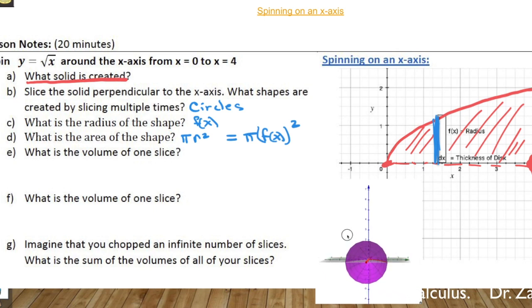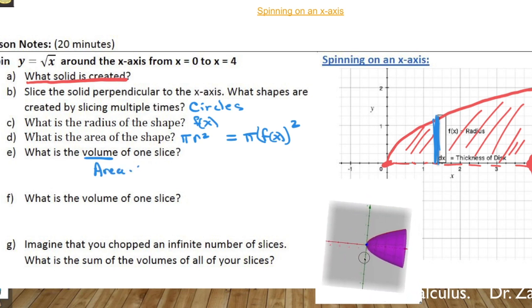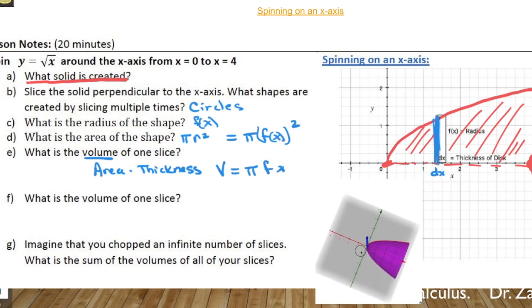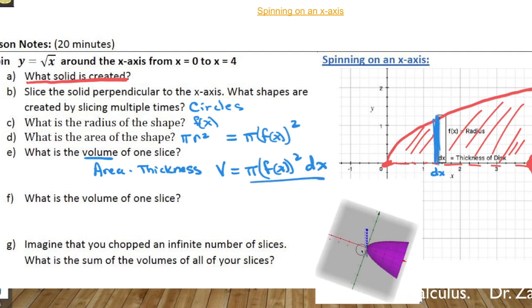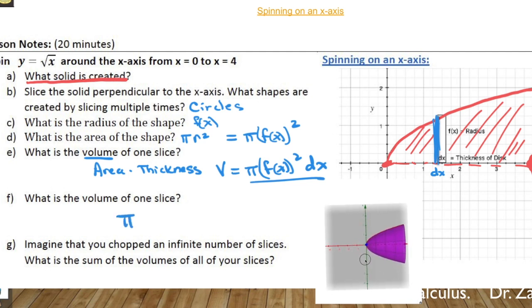But then I want the volume. If we take an area and multiply it by the thickness of the slice, then we would have a volume. The thickness of each slice on the x-axis is dx. So the volume of a single slice is pi times the height, squared, multiplied by your dx. The volume of one slice would be pi multiplied by whichever x value you're sitting at, squared, and then your delta x sub k.